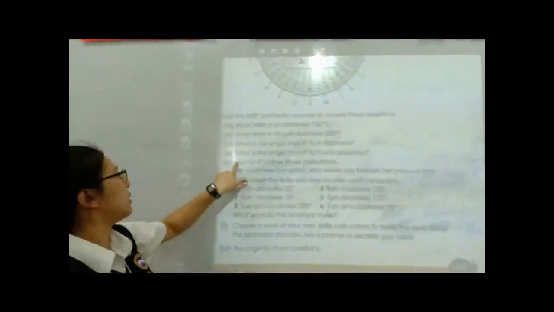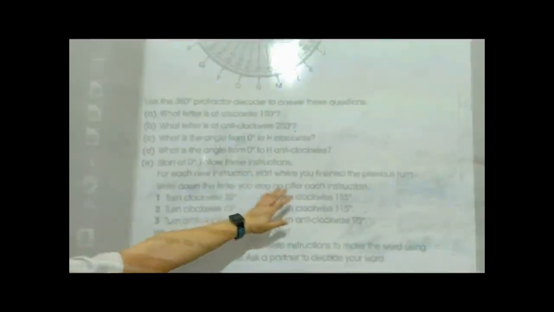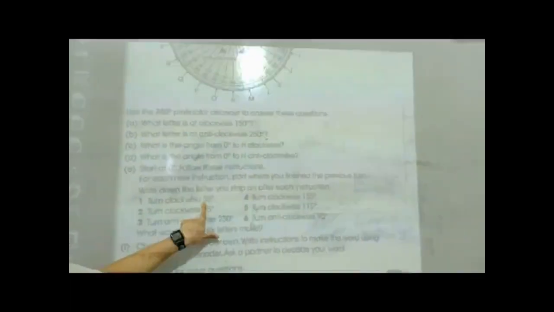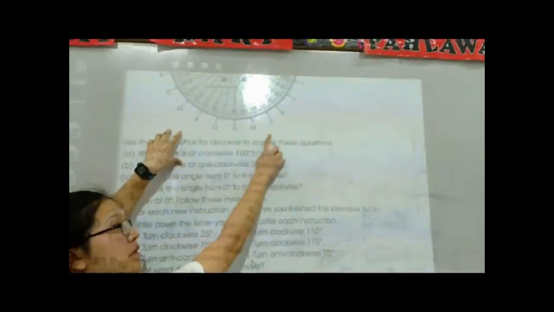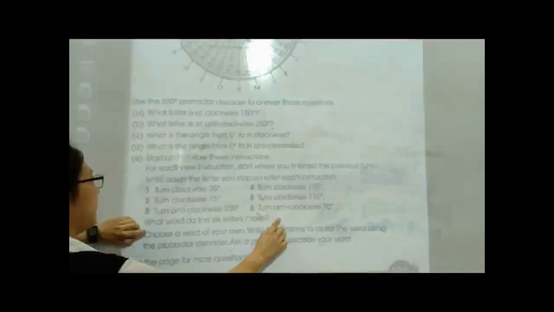Question E. To question E, you have to follow the instructions. Start at 0 degrees, and for each new instruction, start where you finished. The first step is to turn clockwise 35 degrees. You see what letter it is, then you write down the letter over here.